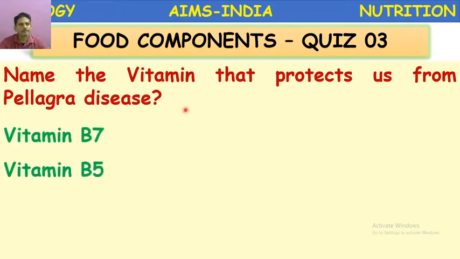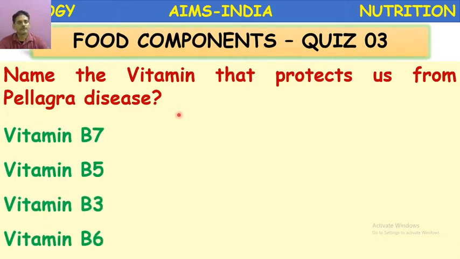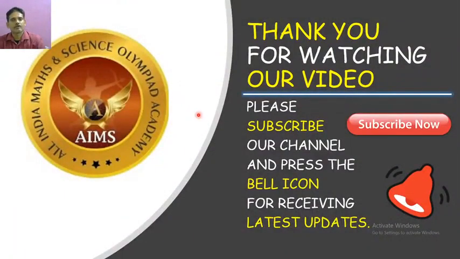Name the vitamin that protects us from pellagra disease. This pellagra disease, about these deficiency diseases. In the next class, we are going to discuss vitamin B7 biotin, vitamin B5, B3 and B6. So, vitamin B3 niacin deficiency causes pellagra disease. Vitamin B3 deficiency.